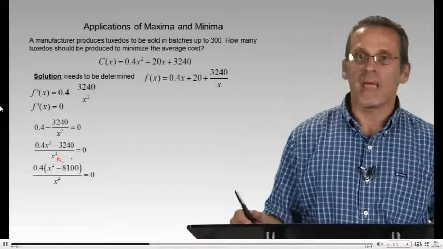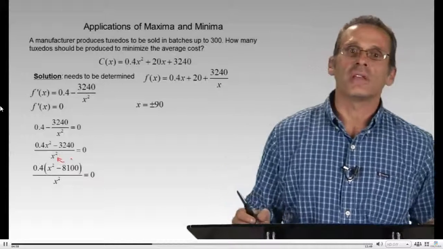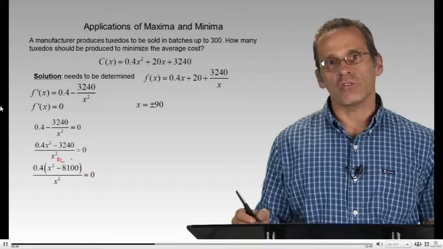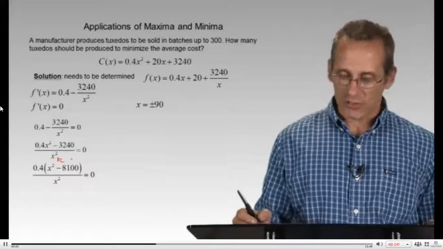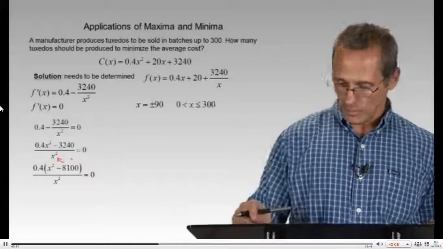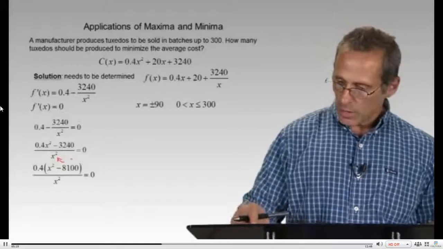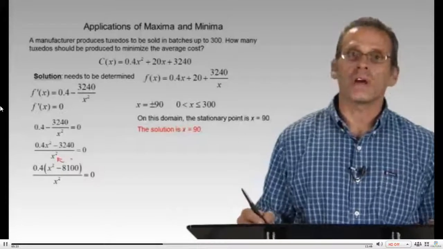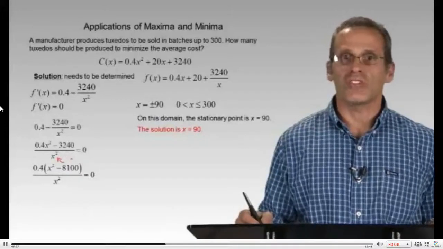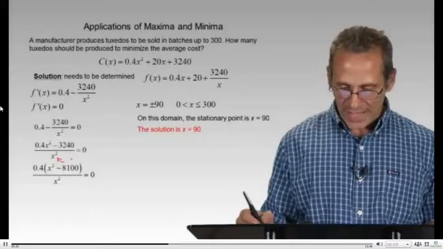0.4 times x squared minus 8100. And we solve by taking x squared minus 8100 equal to 0. Add 8100 to the other side, and take the square root of both sides. But again, remember our domain: 0 to 300, inclusive of 300. The only critical point of relevance is x equals 90. This is a stationary point because this is where the first derivative is equal to 0. So the solution is x equals 90.